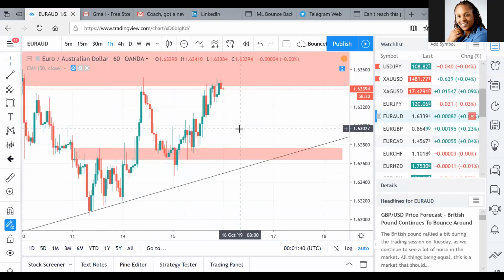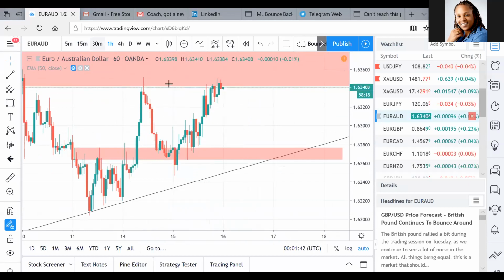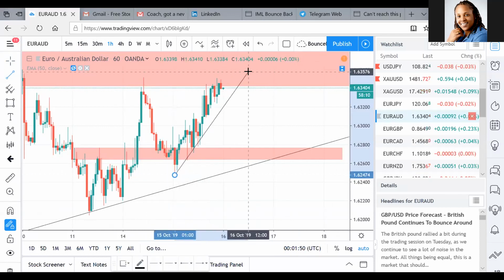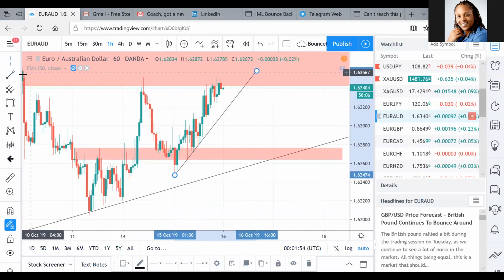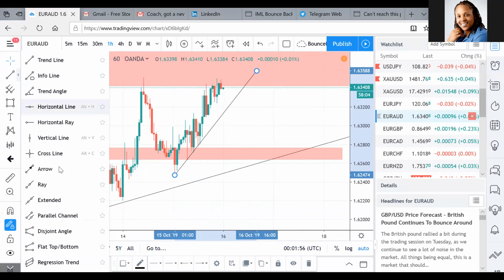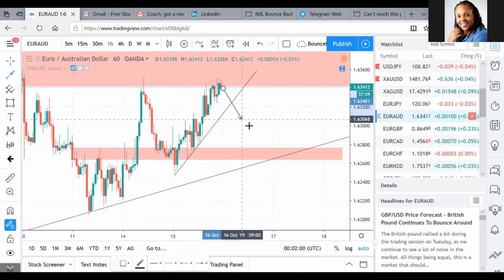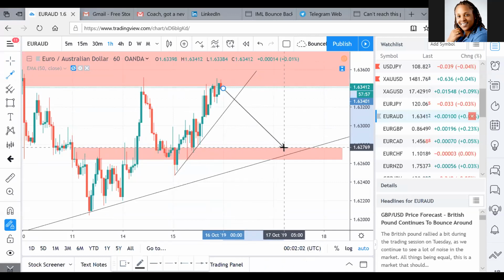I got my pattern here on my 1-hour time frame. When I go down to my 15-minute, you can see my uptrend. So I'm going to draw a trend line here, so you can have two instances in this trade. This is my trend line. What I want my trade to do is to break here and then come down here. This is my take profit zone.